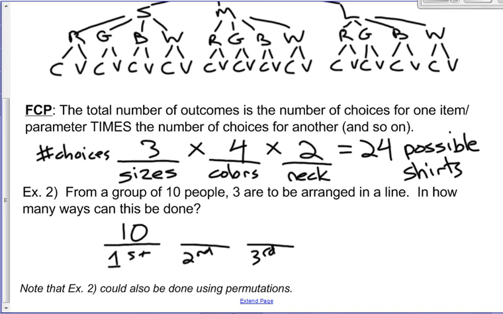Now for the second person, you've actually only got 9 to choose from now, because somebody is in the first place. For the third person, you've got only 8 to choose from because somebody's in the first and second place. And if we multiply these together, we get 720 possible different lineups. And that is clearly a lot faster than writing out all 720 of those possibilities. Now, if you've already been further in the chapter, you should note that this could also be done with permutations. And we're going to expand on this question and look at what could happen if we had more than 3 people.